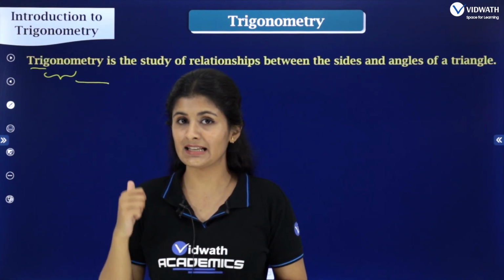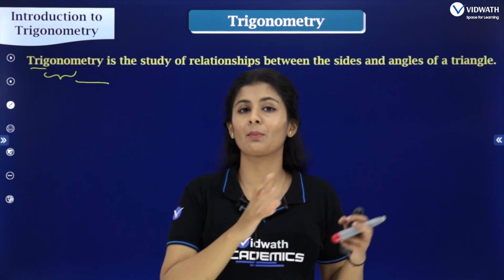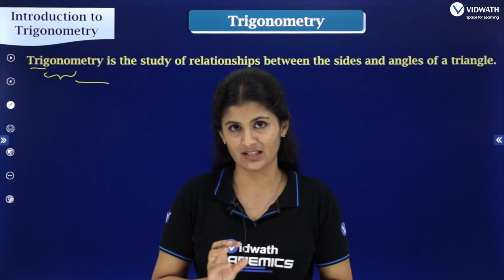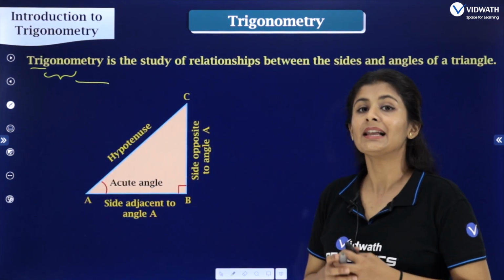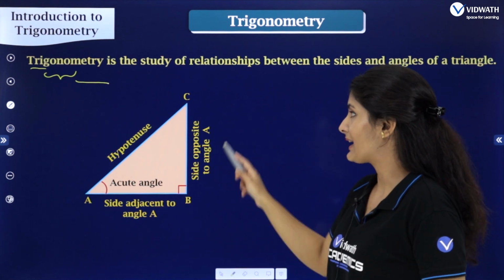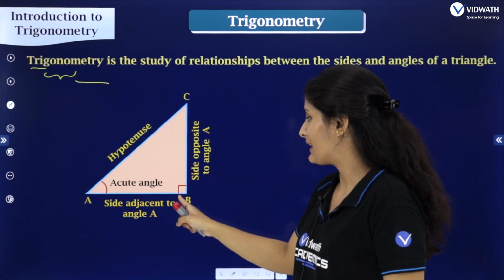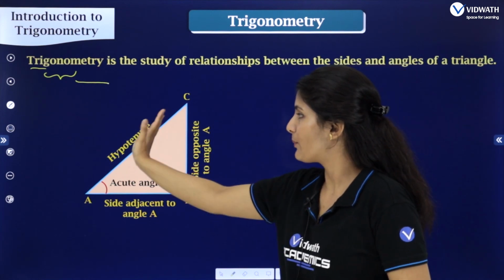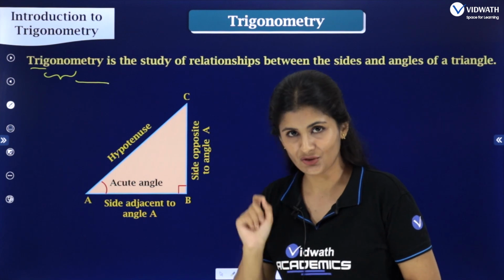To understand this better, to understand the relationship that we will be framing between the sides and the angles, we need to know a few terminologies. What are those terminologies? Let me first consider triangle ABC. This triangle ABC is a right-angled triangle. It is right-angled at B. Then we know that the side opposite to the right angle is the hypotenuse in a right-angled triangle.